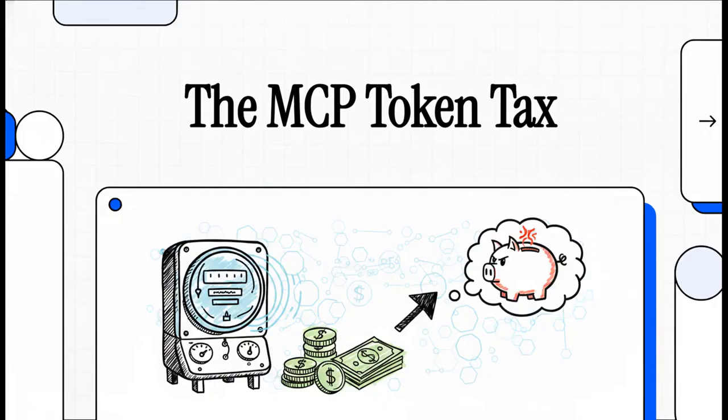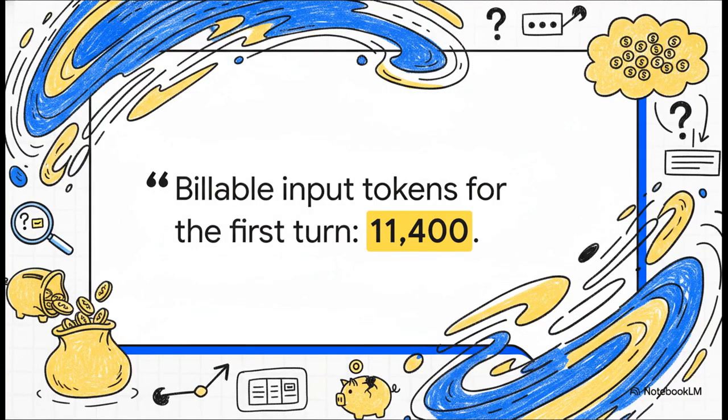Let's talk about something most developers never even measure. What if I told you there's a hidden cost to your AI agent? A running meter that's costing you a fortune before your user even types a single word. It's a kind of token tax, and it could be billing you for thousands of tokens before the real work even starts. So, check this out.